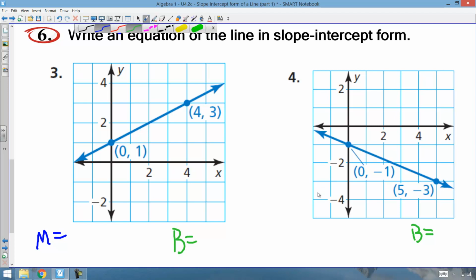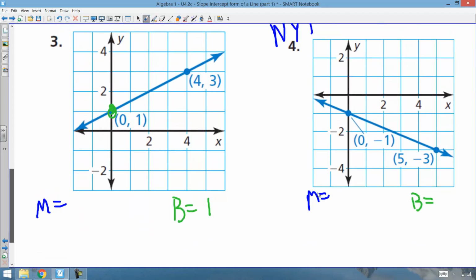I'm going to do one, and I'm going to ask you to do the other one as a now you try. So this guy will be a now you try. Pretty simple. I like to start with the green. That's why I made it green. Like green means go, green is start. Where are we crossing the y-axis? This is the y-axis here. I'm pointing it out. And we're crossing the y-axis here. We're crossing the y-axis at 1. The b is therefore 1.